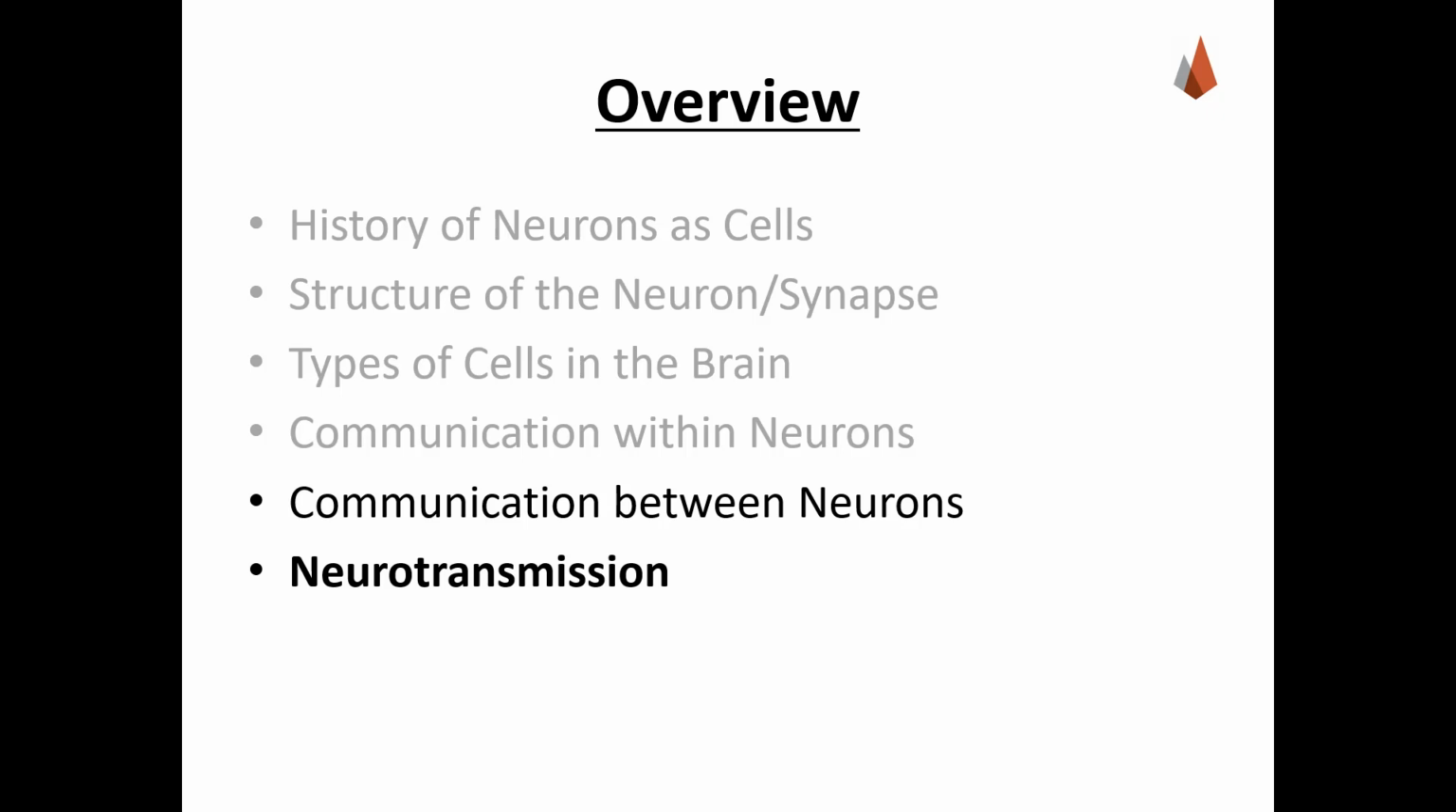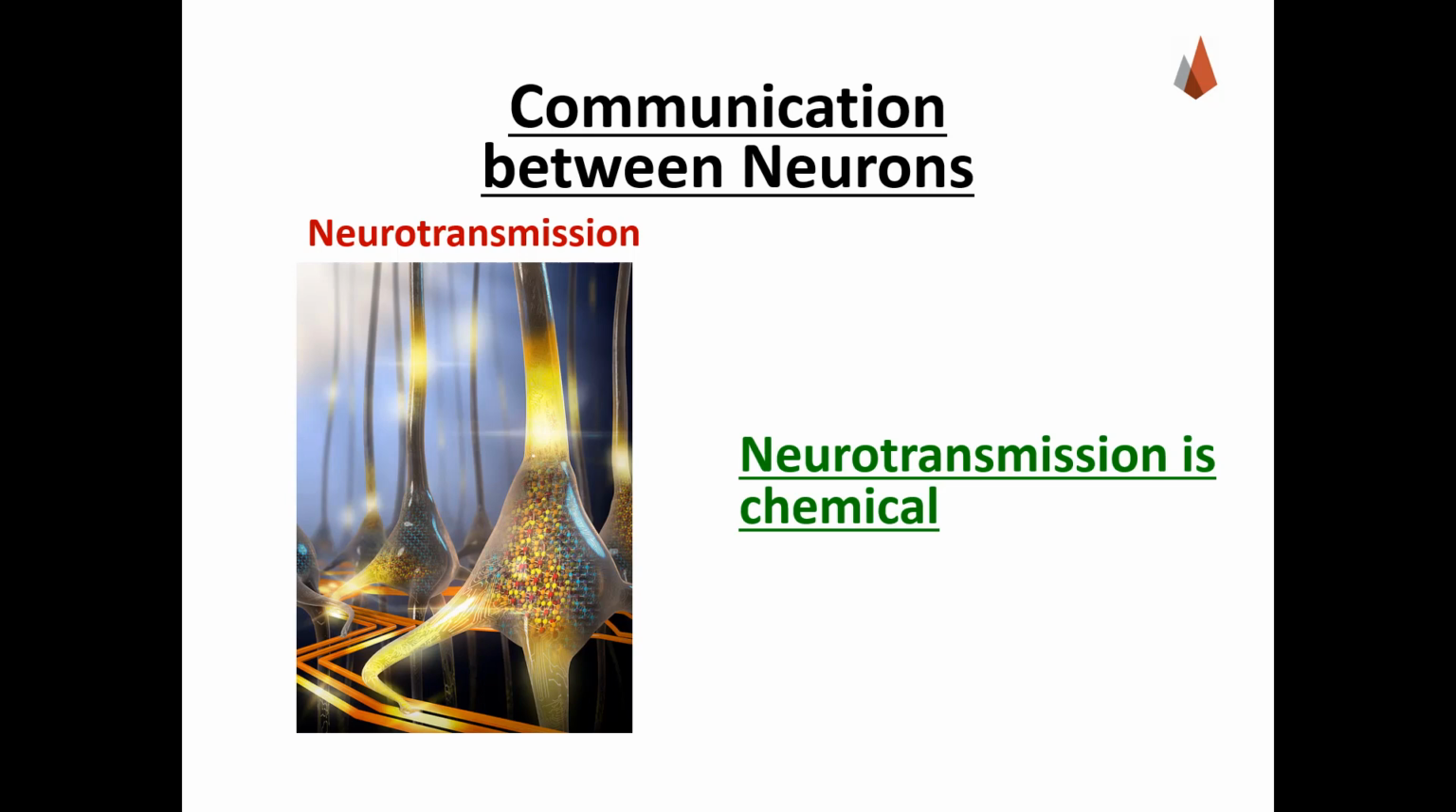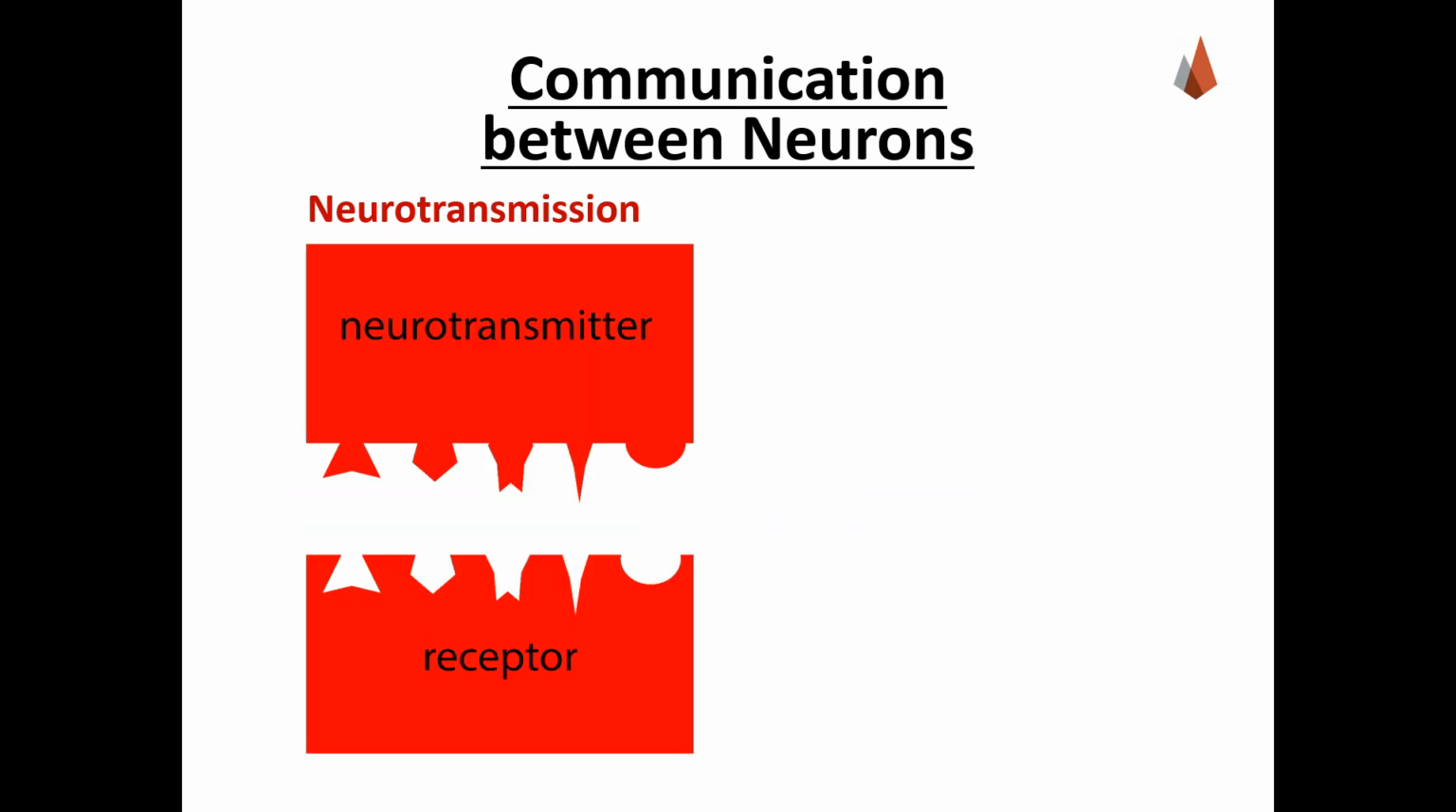Okay, so that's pretty much all I want to say about communication within neurons. Let's get on to communication between neurons. And it's important, again, to stress that now we're going to be talking about a chemical process, whereas previously we were talking about an electrical process, right? Remember, neurotransmission is an electrochemical process when you put it all together, right? But we're breaking it down so that we can understand the various aspects of it.